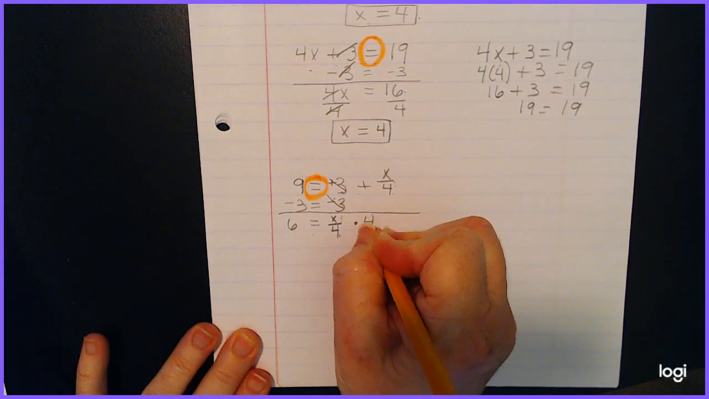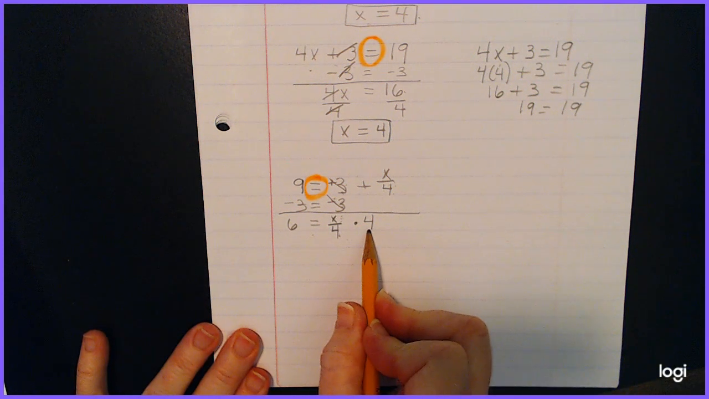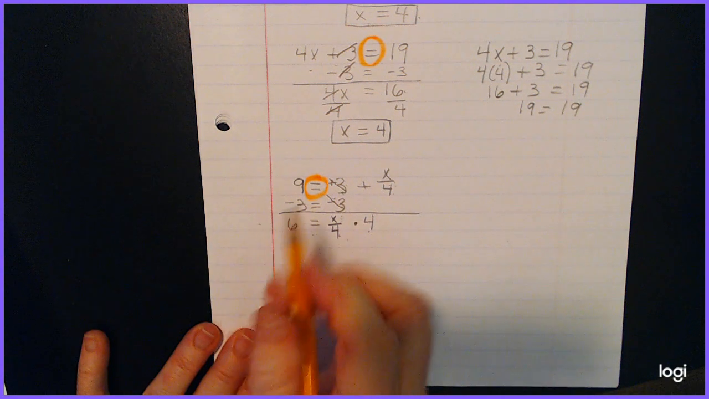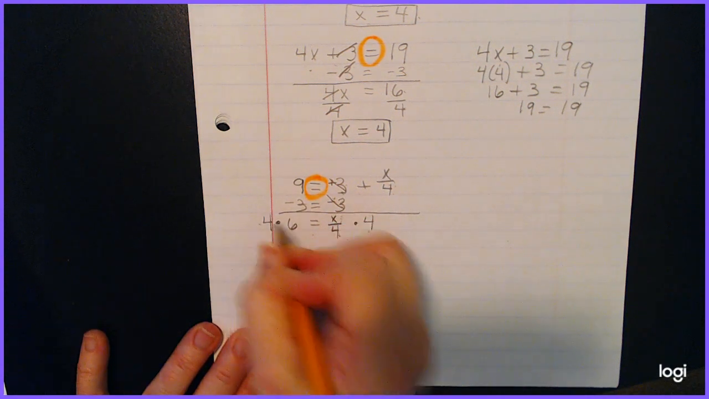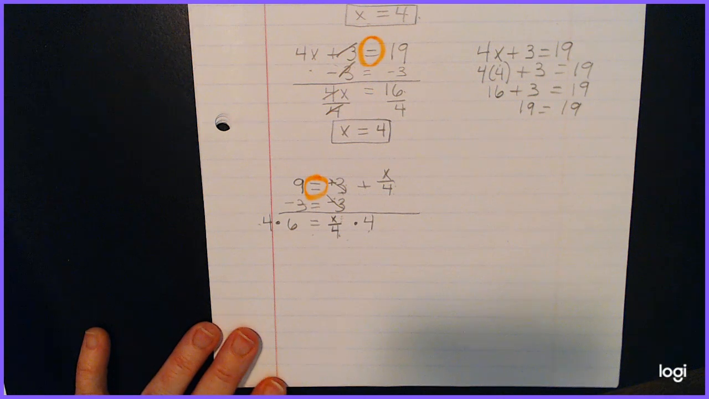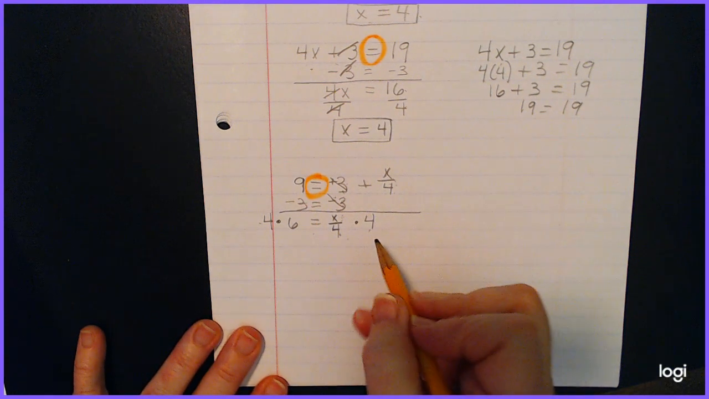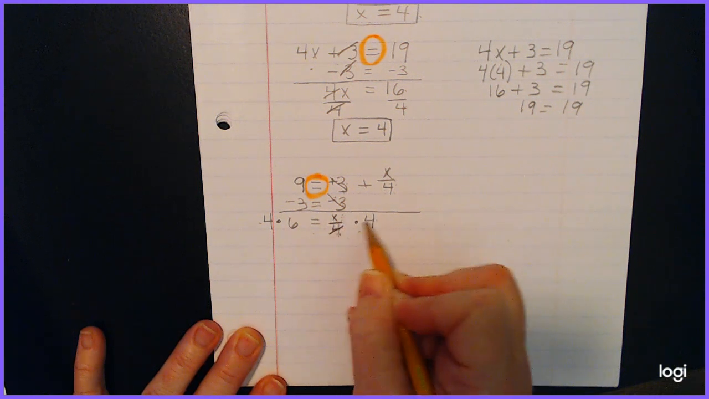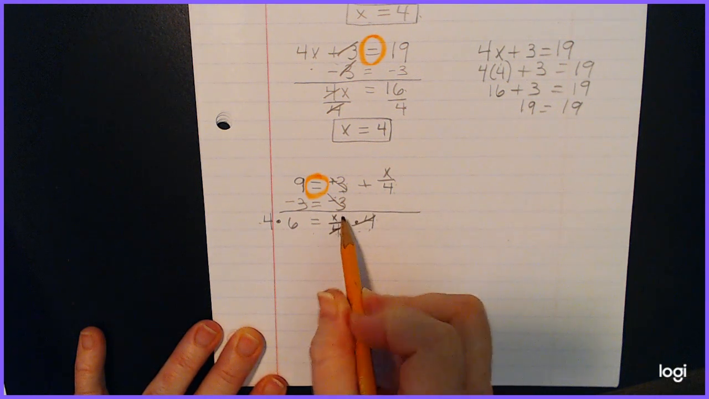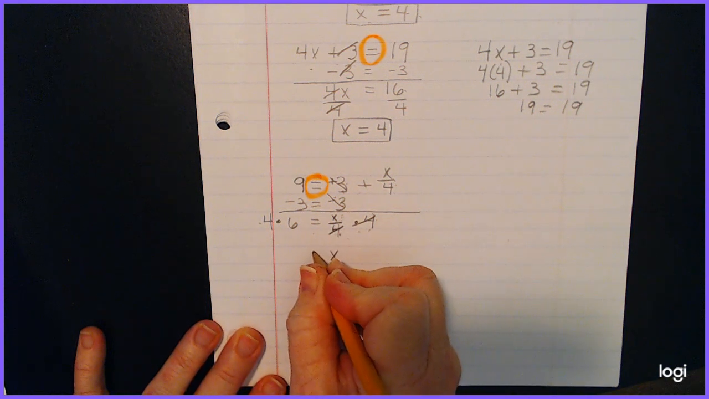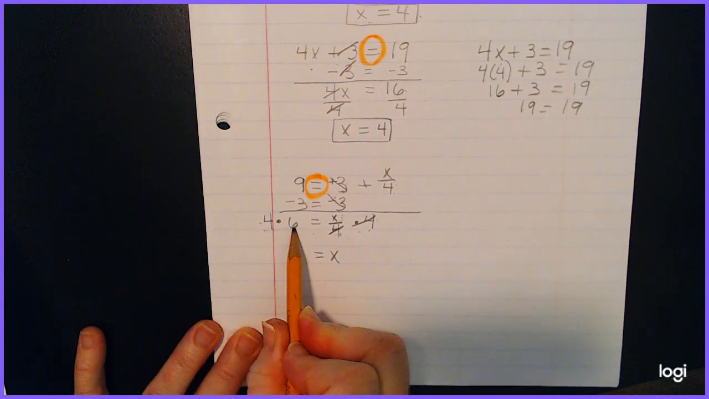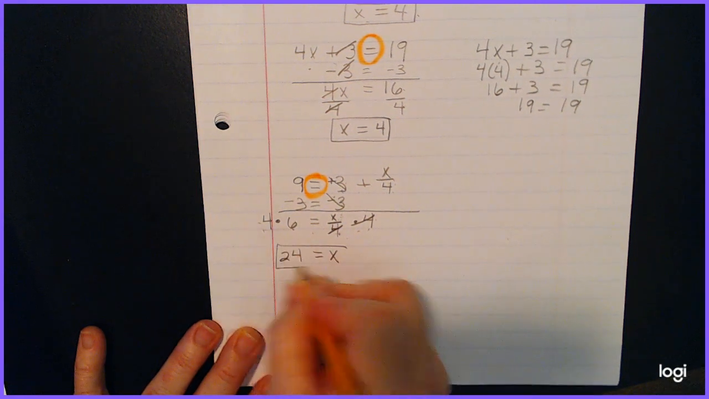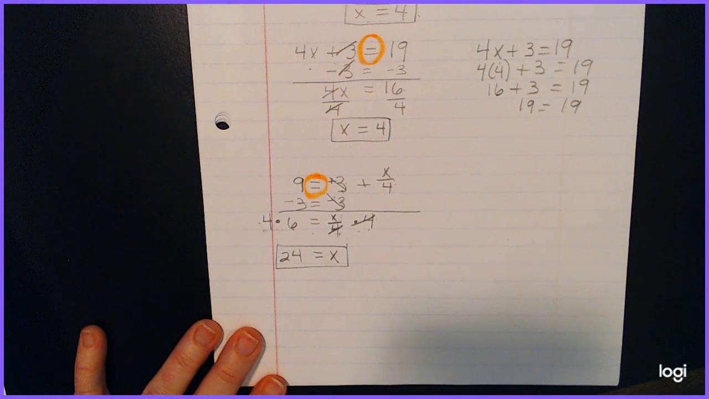Multiply by 4. The rule is whatever I do to this side, I have to come over here and do to this side. This one's a little more challenging. All right, well, opposite operations, dividing by 4 and multiplying by 4, cancel, leaving the letter x. On this side, let's see, 4 times 6 happens to be 24. So my answer is x equals 24.